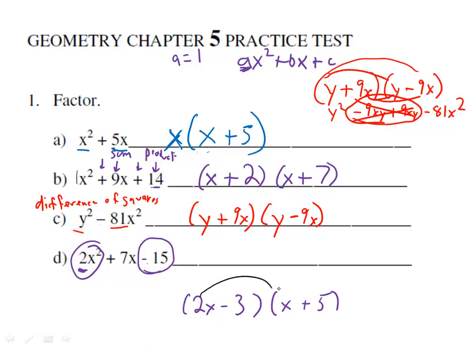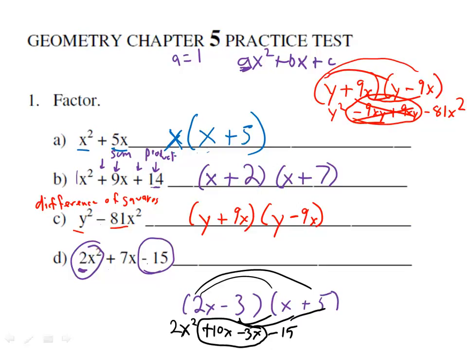Alright, so 2x times x is 2x squared. 2x times 5 is 10x. Negative 3 times x is negative 3x. Negative 3 times 5, negative 15. Combine like terms, and we get 2x squared, 10x minus 3x is 7x, plus 7x minus 15. So I believe we've done it correctly.